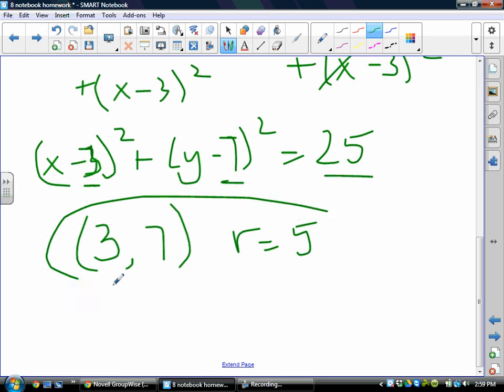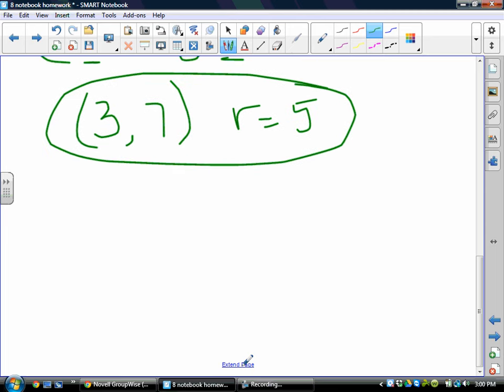Okay, so this is for part A. That's in the very basic format. Just find h and k, and the square root of the number on the right side is the radius. Now C is a little bit more tricky.